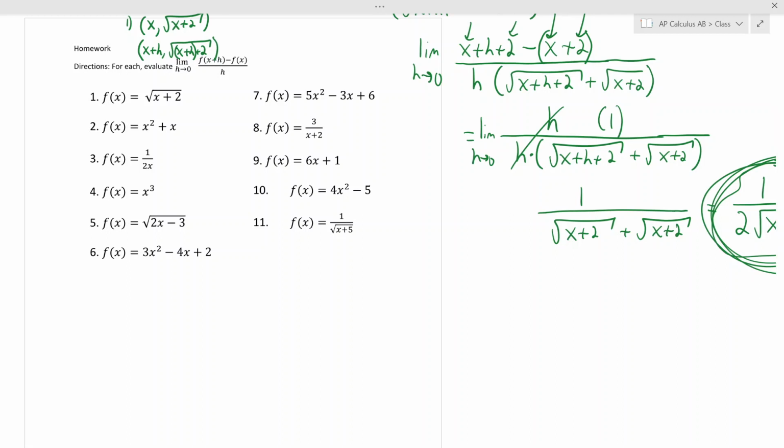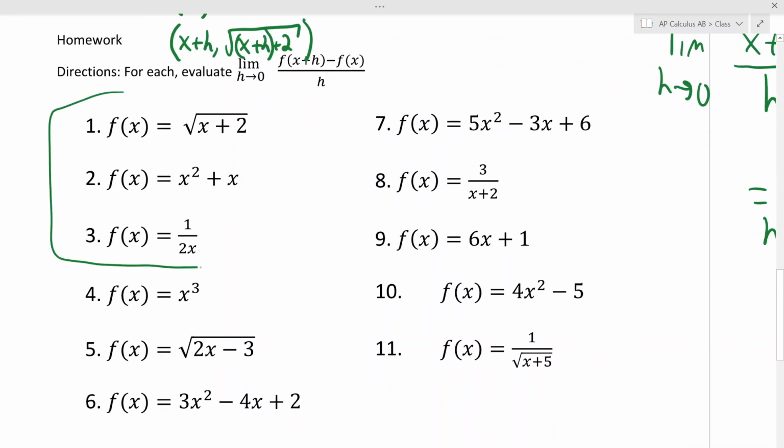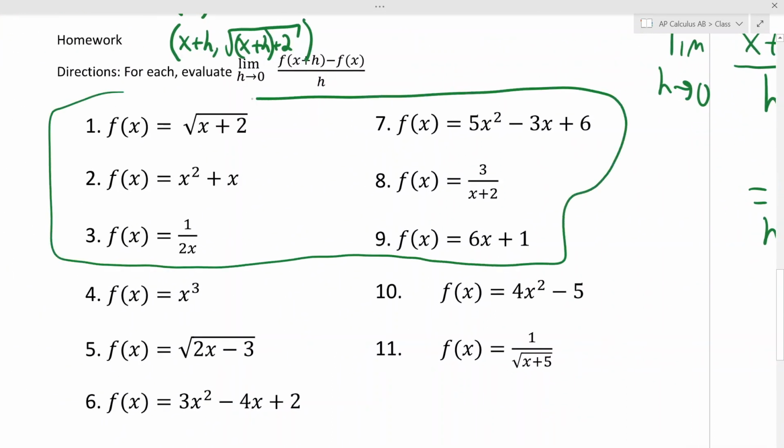So look, for homework, I'm going to change the numbering on this. I want you guys to do these 6. I already did the first one. Try those out.